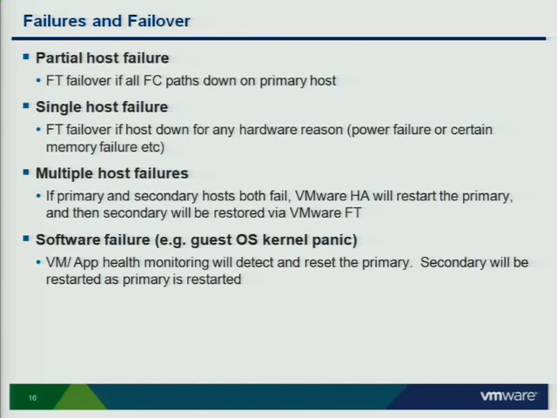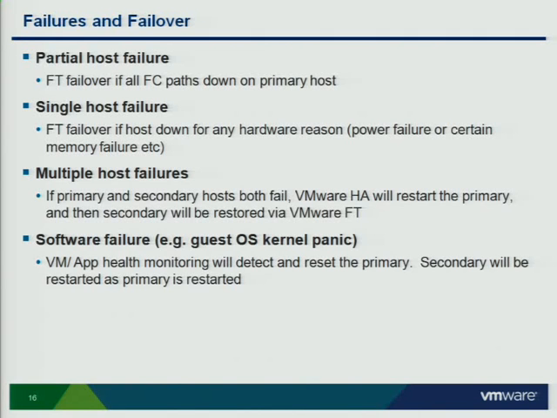But we will detect that situation and the secondary will take over. If both the hosts fail or crash, HA will kick in. HA will find another host to start your primary, and then fault tolerance will find another host to start your secondary, and you will be protected. The important thing here is, again, this is all transparent to the user. If you have DRS and EVC enabled, this will all be automatic.